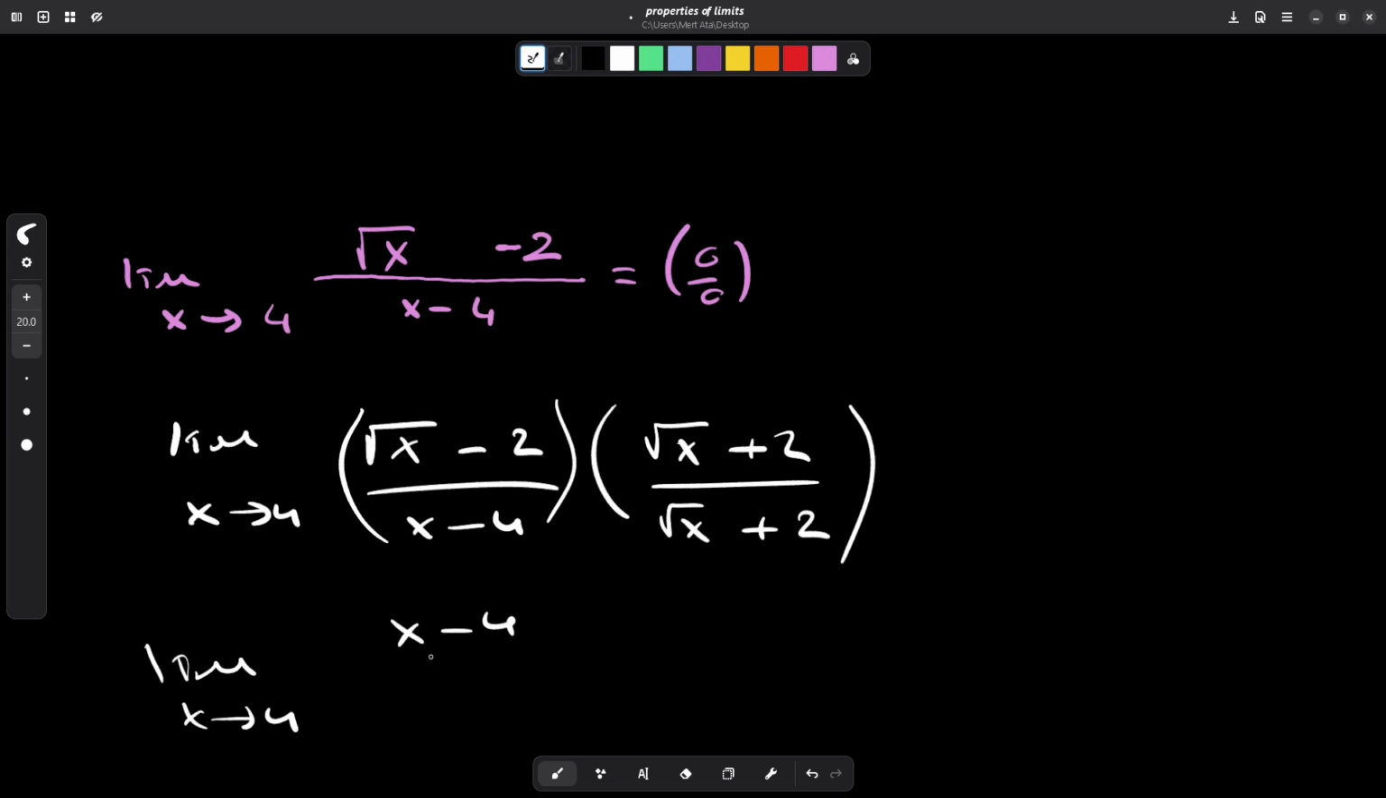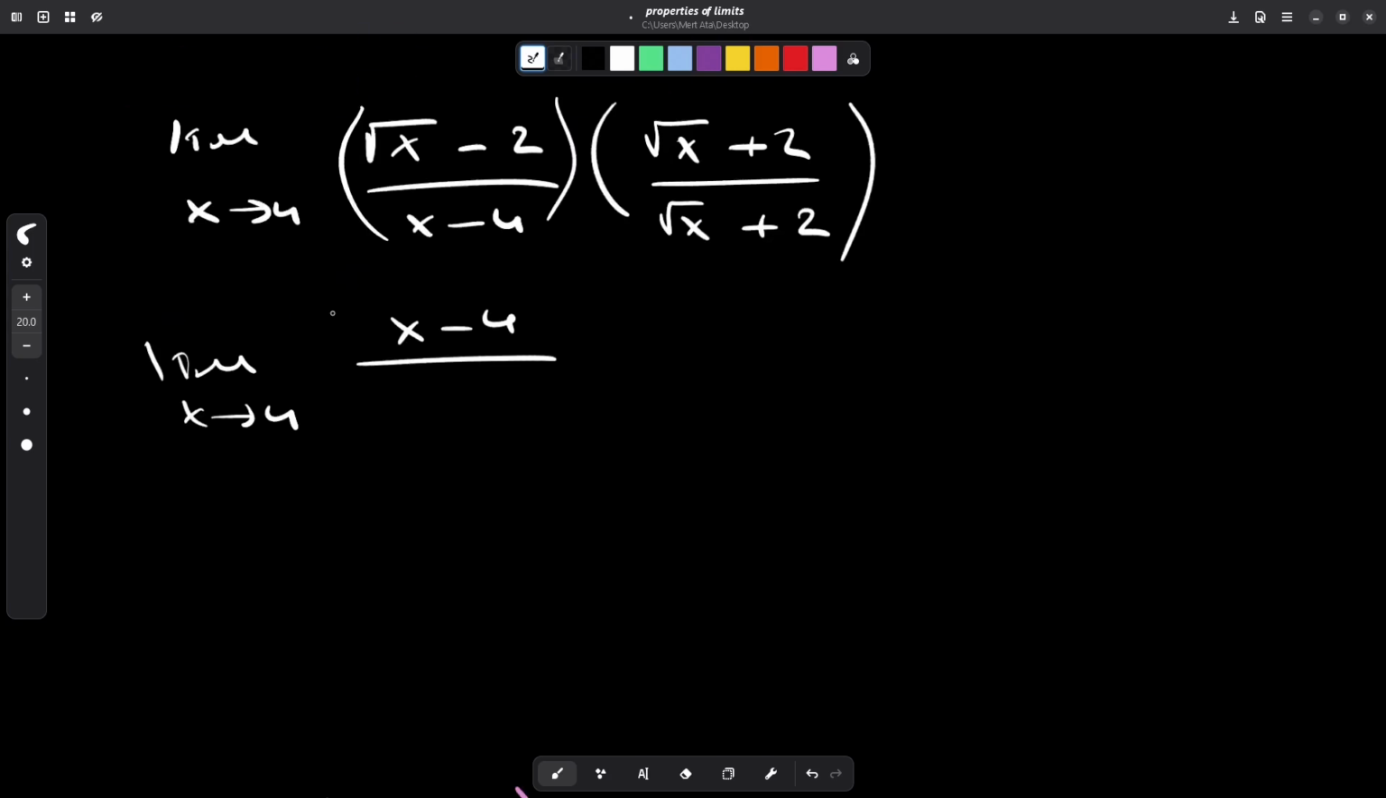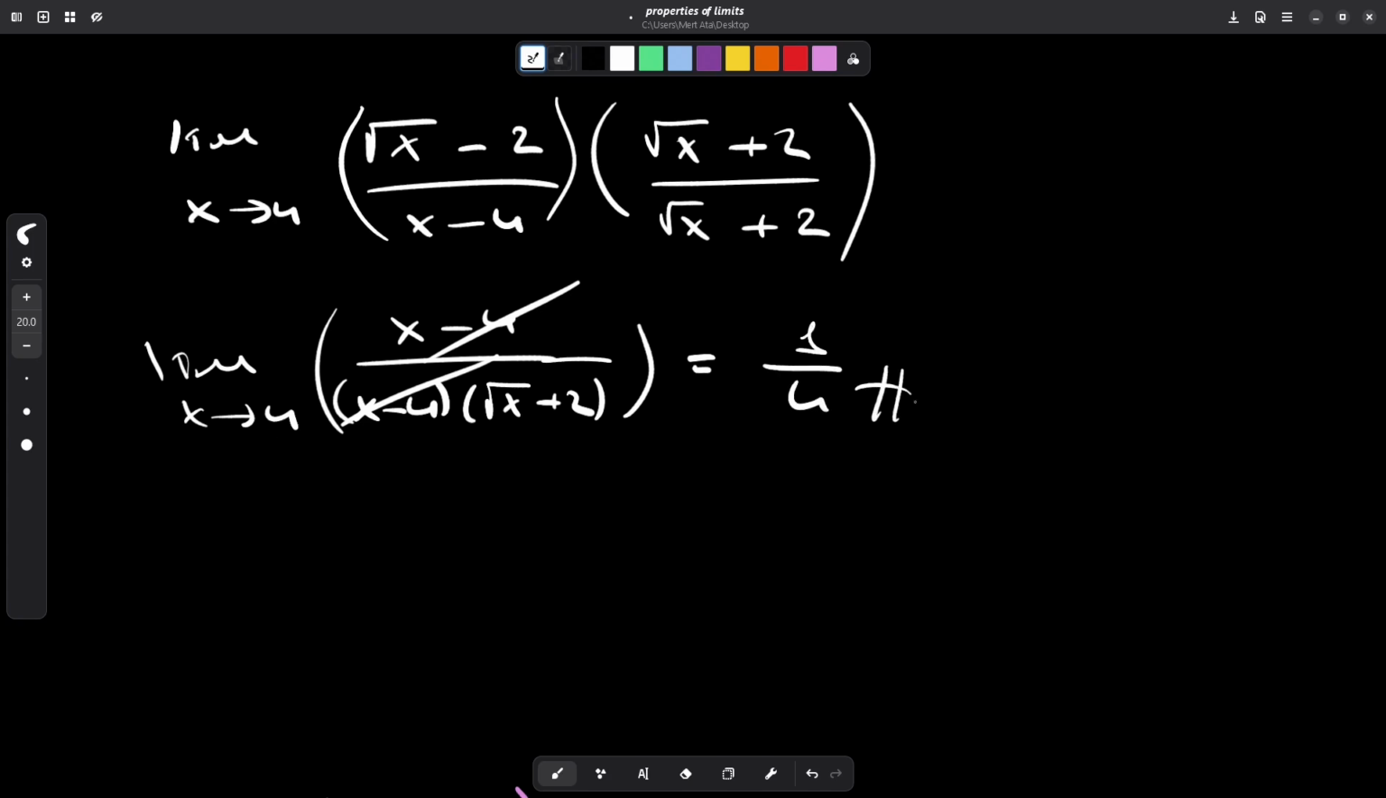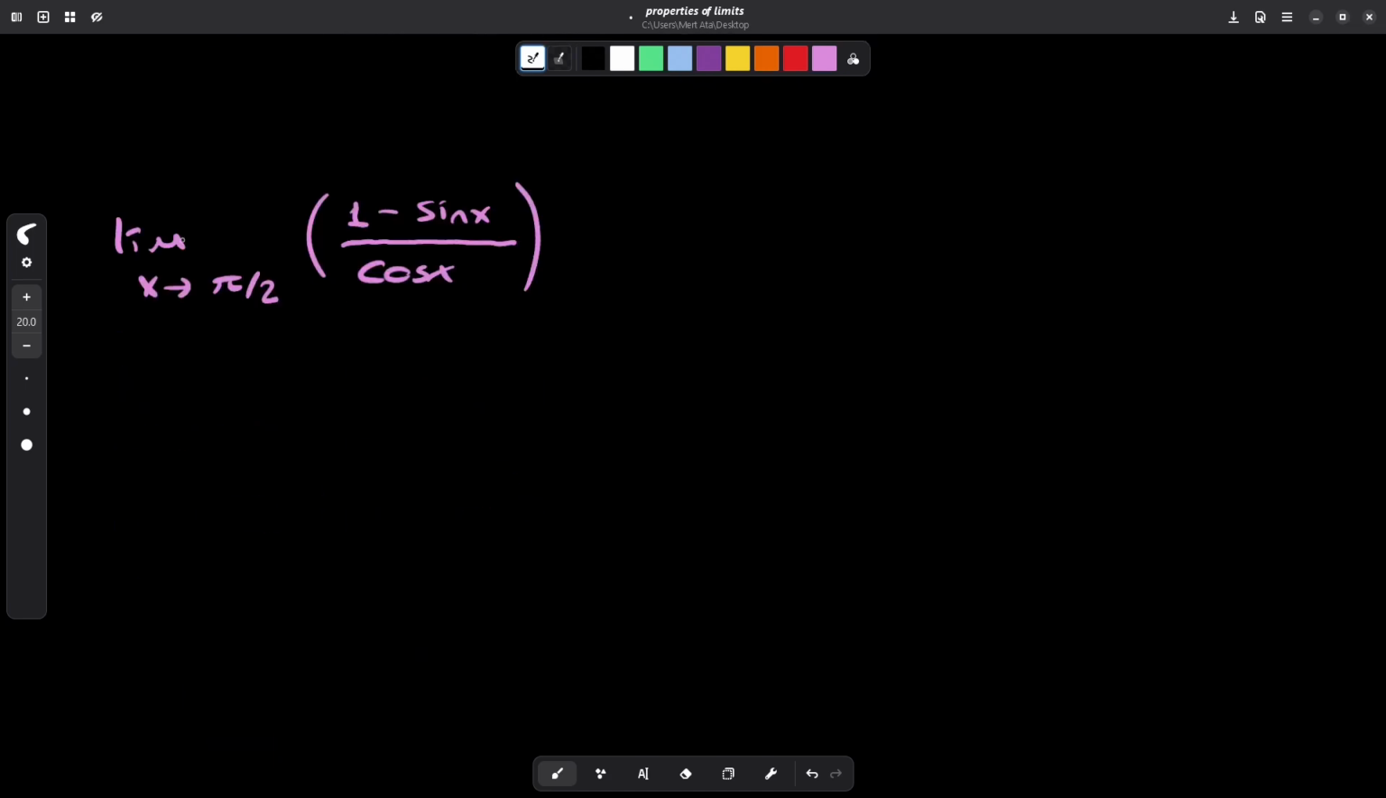x minus 4 for the numerator. I'm not going to multiply the denominator because I want to simplify x minus 4's. Multiply it with root x plus 2. I can cancel these two terms. From here now, I can simply plug the value in. 1 over 4.